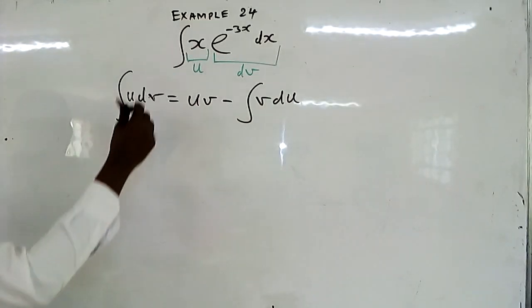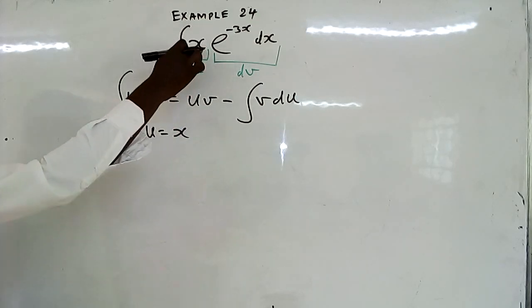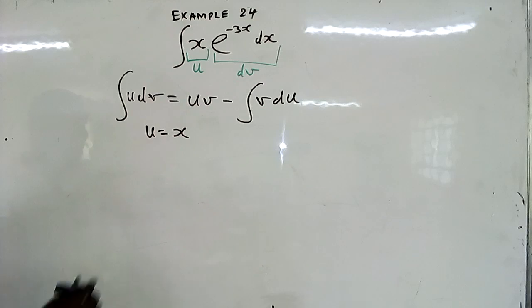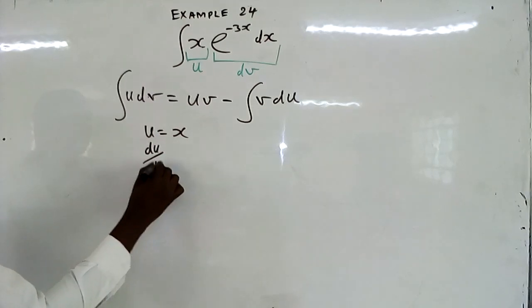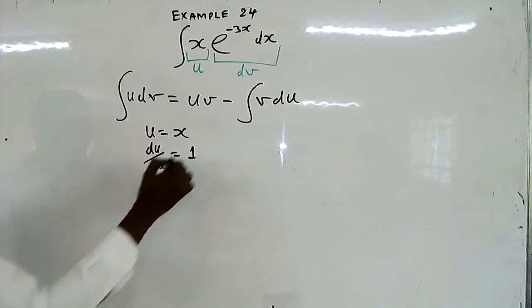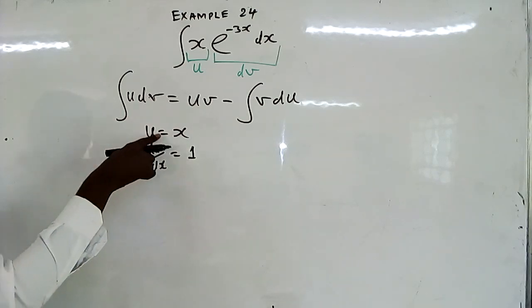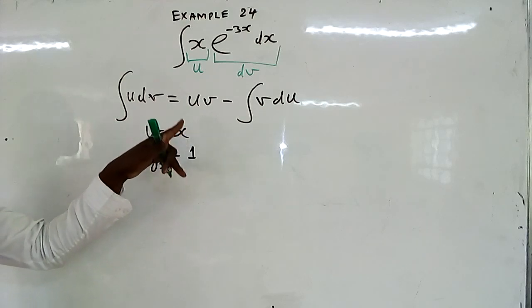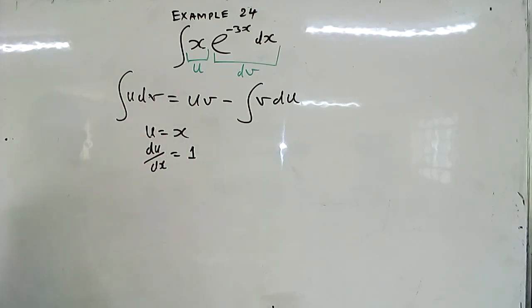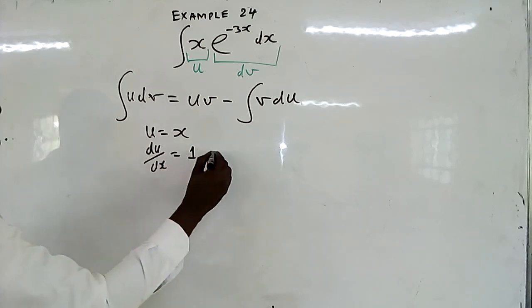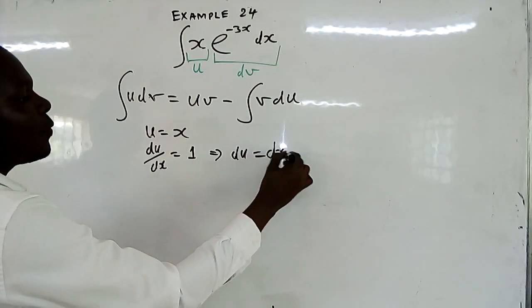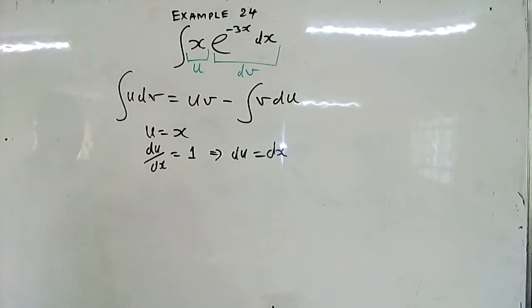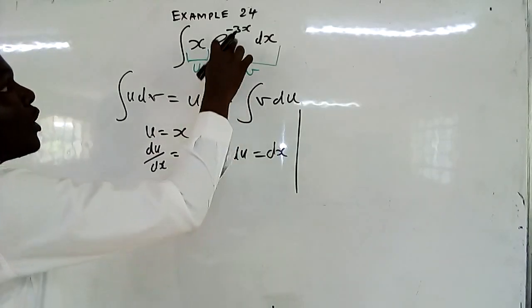So start. What is your u? Your u is equal to x. If you differentiate u with respect to x, you get 1, because if you differentiate x, you get 1. Are we together? Good. So from there it implies that du is equal to dx. Then on the other side, dv.